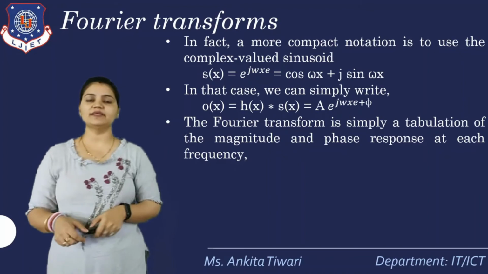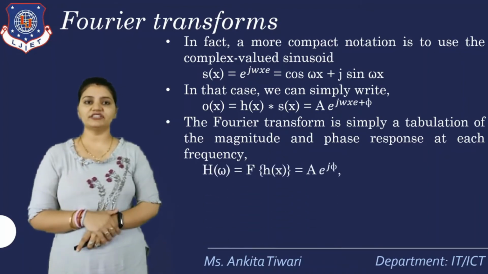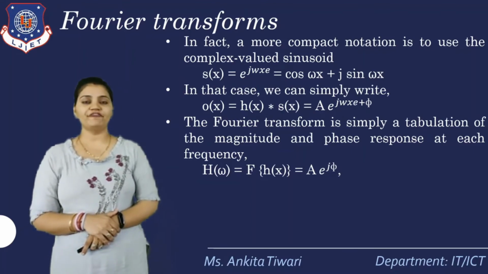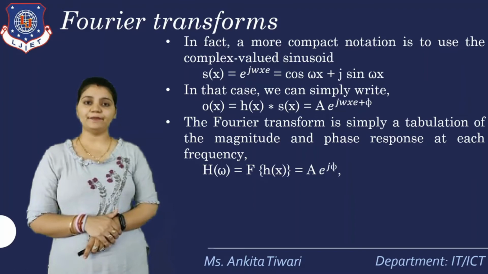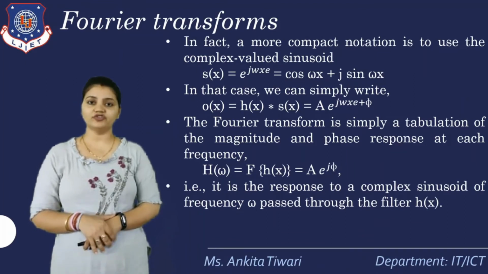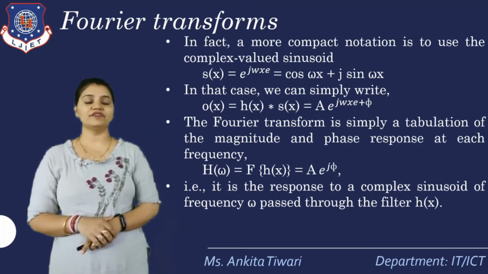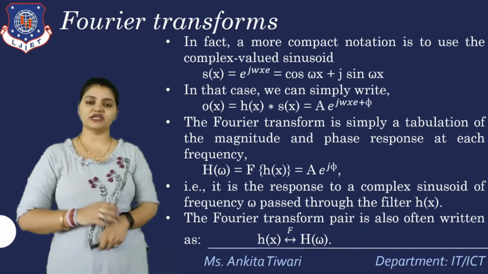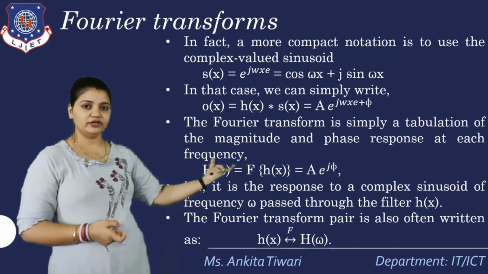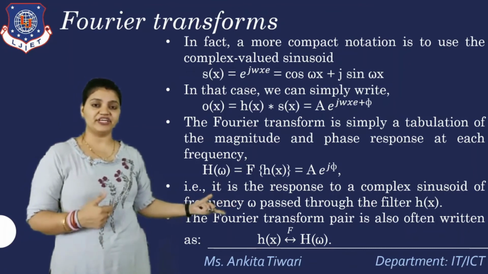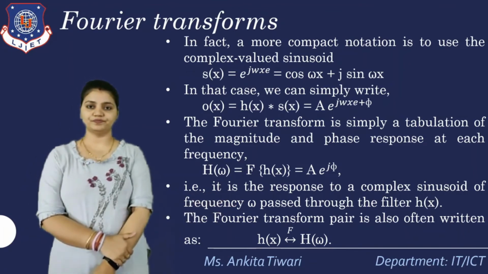Now the Fourier transform is simply a tabulation of the magnitude and the phase response at each frequency. So h of w, which is equal to F of h of x, is equal to A e raised to j phi. Let's suppose that it is the response to a complex sinusoid of frequency w passed through the filter h of x. The Fourier transform pair is also often written with the Fourier arrow in the middle, and both notations imply the same, h of w.